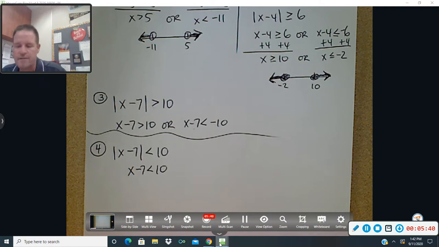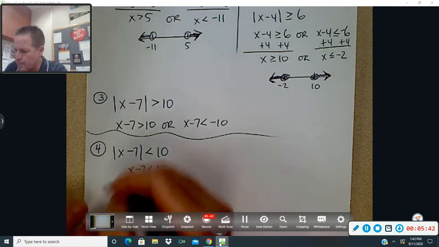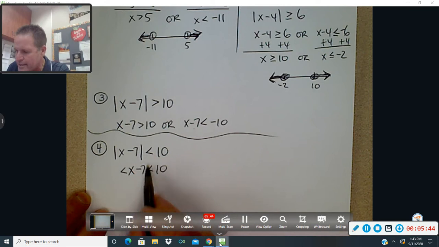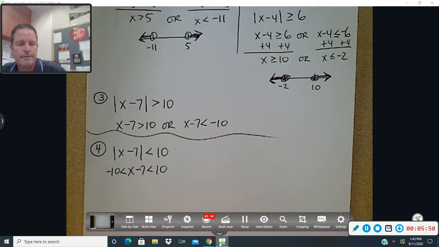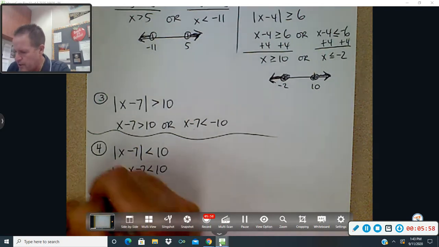Okay, once you've got the stuff alone. And now the symbols are going to go the same way because less thans get sandwiched. The symbols go the same way with negative 10. Right? Do you have it? I hope so. Okay. One more, just to make sure.